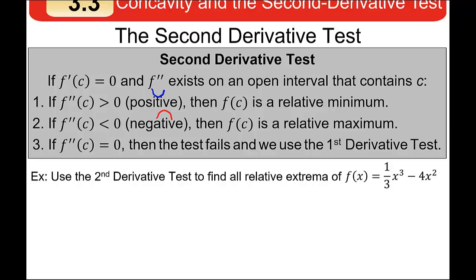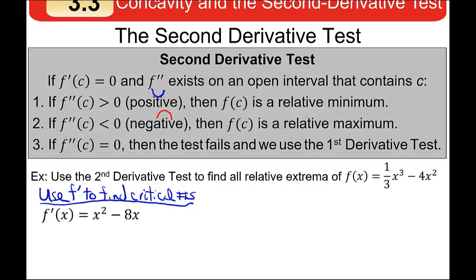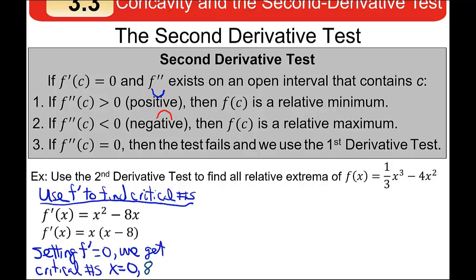Use the second derivative test to find all relative extrema of the function f of x equals 1/3 x cubed minus 4x squared. As always, when we're finding maxes and mins, we have to take the first derivative to find the critical numbers. The first derivative of this function is x squared minus 8x. You notice there's an x that can be factored out. So if you do that, you get f prime of x is x times the quantity x minus 8. If you set each of those equal to 0, which is what you need to do to find the critical numbers, you'll find that there's 0 and 8.